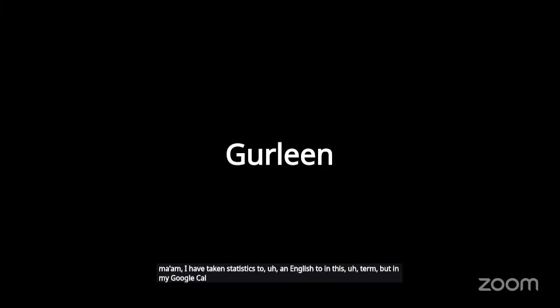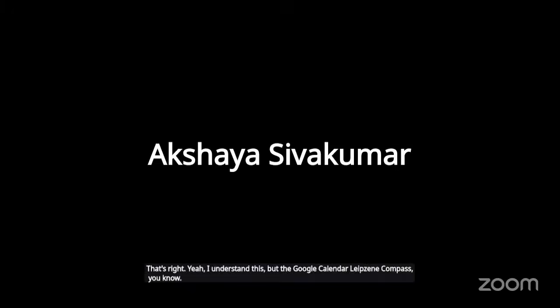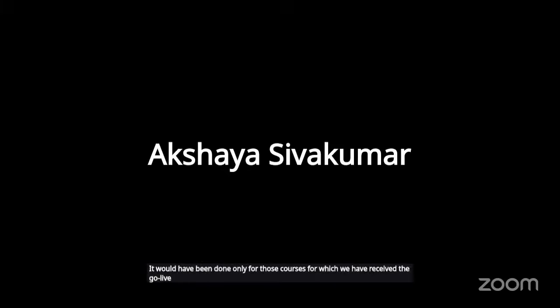Ma'am, I have taken Statistics 2 and English 2 in this term, but in my Google Calendar, I am unable to see live sessions for Statistics 2. I can only see ones for Python. I understand this. The Google Calendar live sync-up is under progress. Not for all the courses it has been done. It has been done only for those courses for which we have received the live sessions from the course instructors. For others, it will be visible in the next 3 or 4 days. Okay, that's it. Thank you so much.